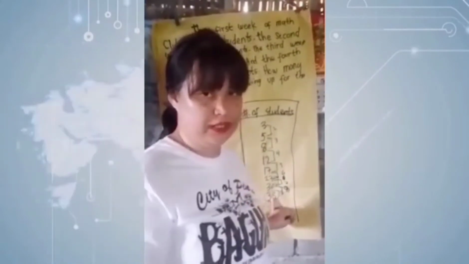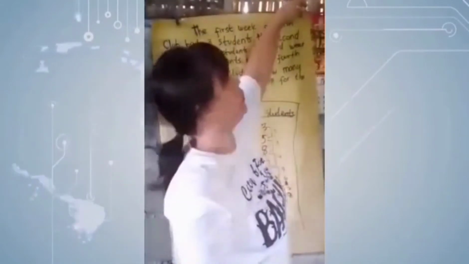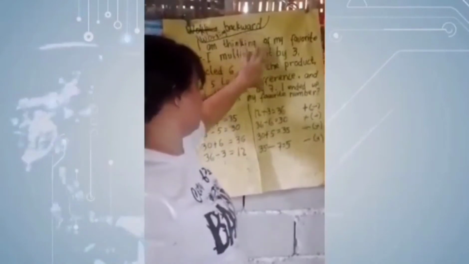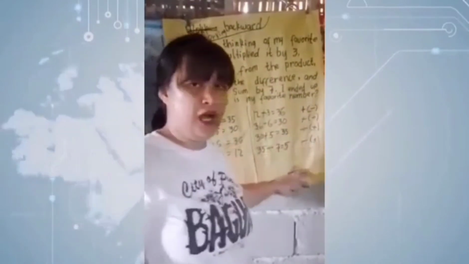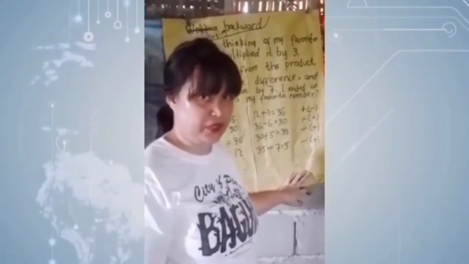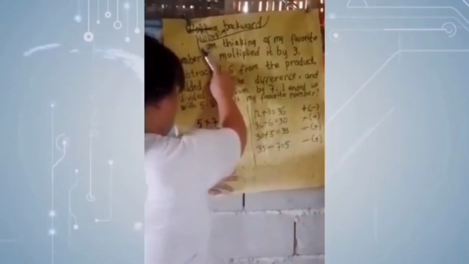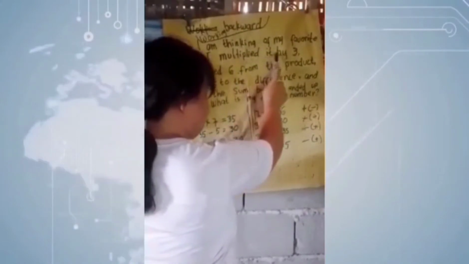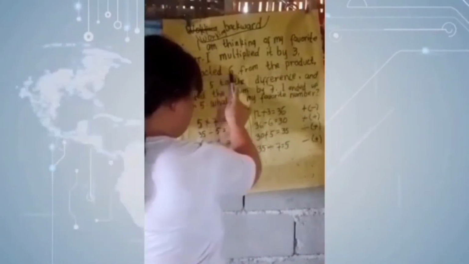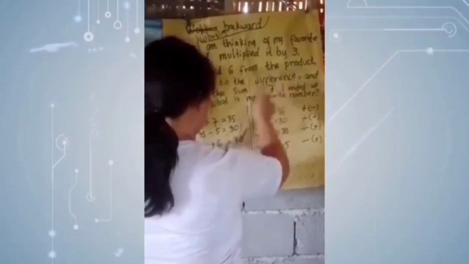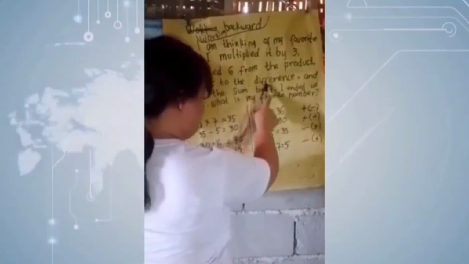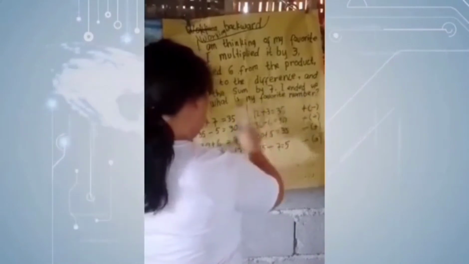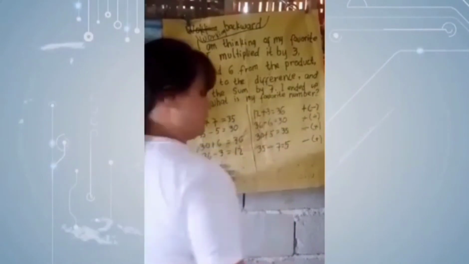And I will have this one example too. We're going to do working backward. Example of working backward. How can we solve a working backward example? So, I am thinking of my favorite number. I multiplied it by 3, subtracted 6 from the product, added 5 to the difference, and divided the sum by 7. I ended up with the number 5. What is my favorite number?